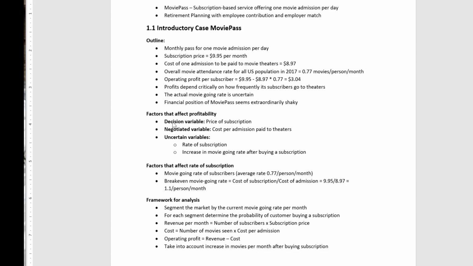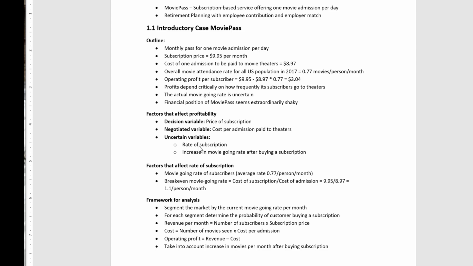You can set the decision variable value at different levels and then the negotiated variable at different levels and see what will be the outcome of profit. And also there are a couple of other factors that affect profitability, and those are uncertain variables. Rate of subscription. So how many subscriptions will we get?